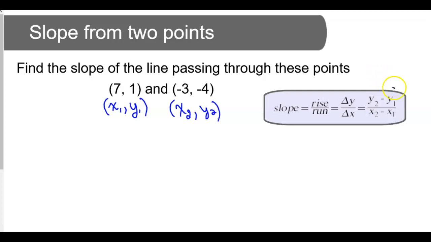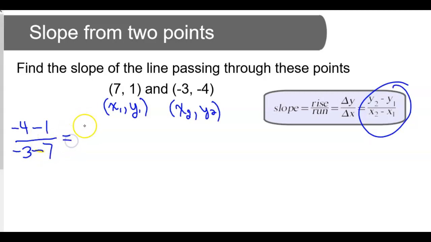So I'm going to use this formula here, y2 minus y1 over x2 minus x1. This is going to give me the change in the y-coordinates. So I take my y2, which is negative 4, and I subtract my y1, which is 1. And I put all that over negative 3, because that's my x2. Notice that negative 4 and negative 3 were coordinates together, and they're right on top of each other. And then I'm going to subtract from negative 3 the 7.